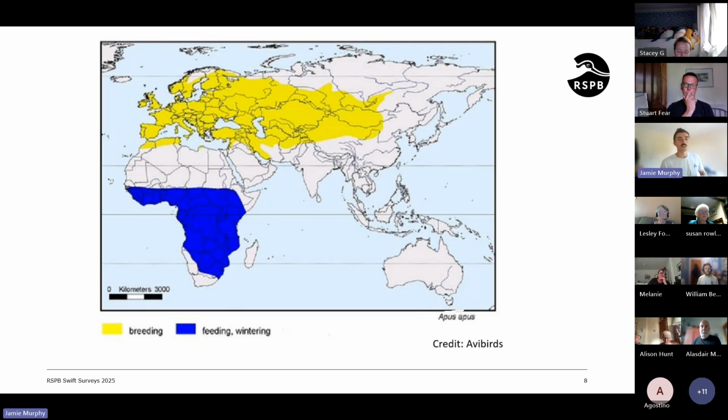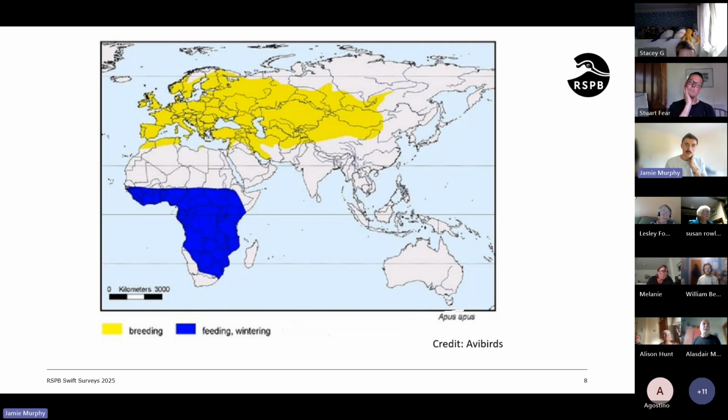So where are swifts in the world? Again, this is the common swift. There are lots of different species of swifts worldwide, but we only get one species that actually breeds in the UK. The yellow area on this map is where swifts actually nest, and the blue area is where they spend the winter. A big range globally, and you'll see there's a gap in between. They fly through there, but they don't actually stay in those areas.